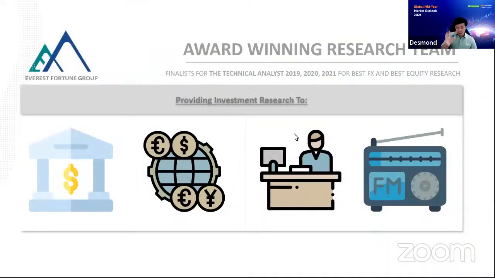Just a really quick point about the company, Everest Quadrant Group: we are an award-winning research firm, and we were finalists for 2019, 2020, and 2021 for Best FX and Best Equity Research. A lot of you might have seen us doing webinars for various brokers. Usually we provide research and forecasts to brokers, banks, and treasury departments. I know a couple of you tuning in, so thanks for coming to support. We are really good at technical analysis. I cannot say the same for our fundamental analysis, but we're really good at technical analysis.